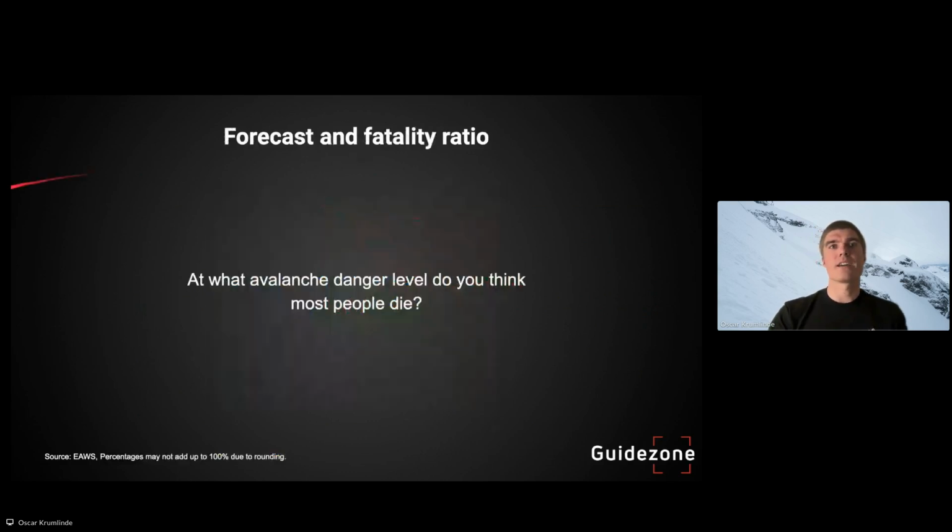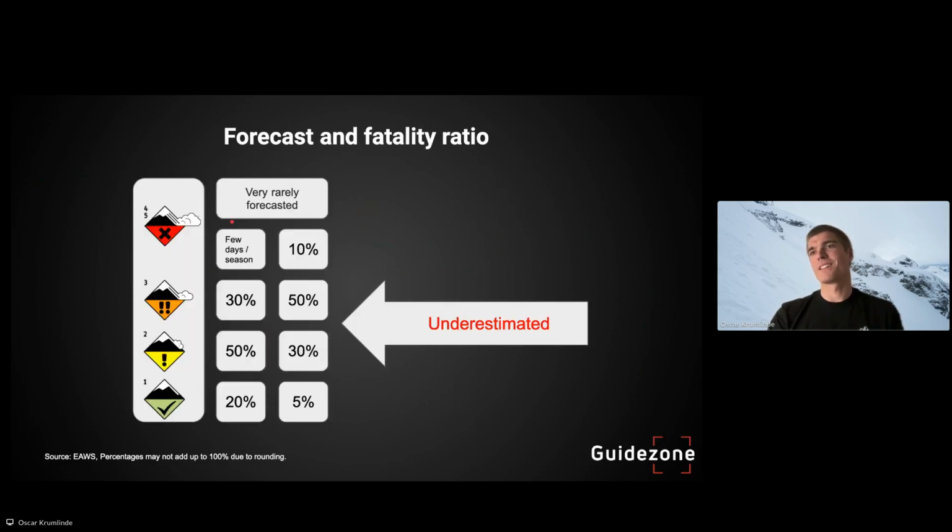So now I have a question for you. At what avalanche danger level do you think most people die? And I'm going to give you a little bit of time to think about it. And I'll give you the answer quite quickly here.